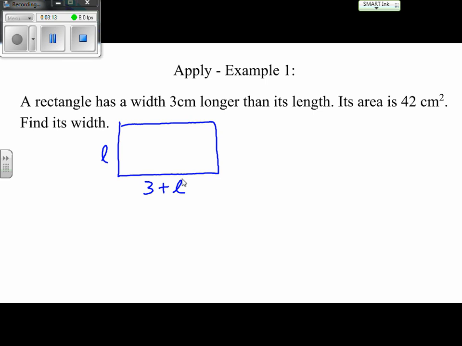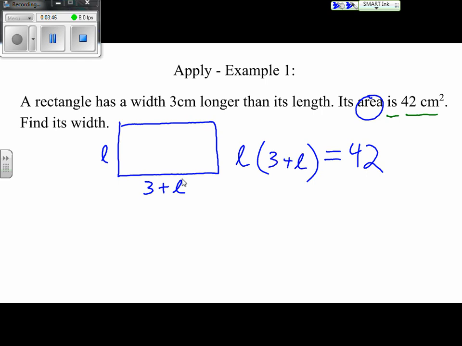Now, the next bit of information they give us, they say the area is 42 centimeters squared. Well, right away, is means equals. So something is going to be equal to 42 centimeters squared. Well, what is going to be equal to 42? The area. Well, how do I find the area of a rectangle? To find the area of a rectangle, it's length times width, or base times height, or something along those lines. Well, I have a length. It's just L. And then I have the width, which I know is 3 centimeters longer than the length, or 3 plus L.